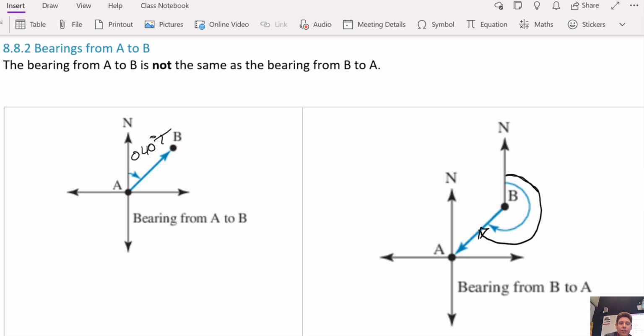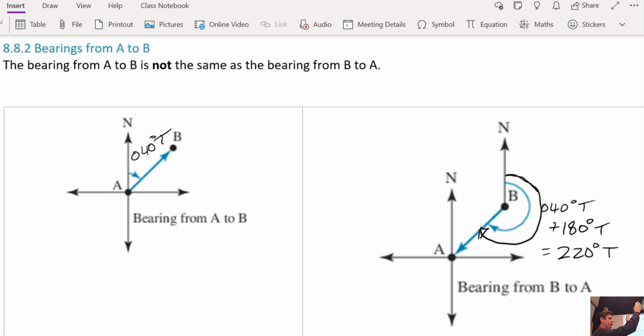What do we add to the 40 degrees? Yeah, very good. So if you walked out at a bearing of 040 to a house, and then you wanted to get back to your starting location, you'd have to add 180 degrees to that bearing.